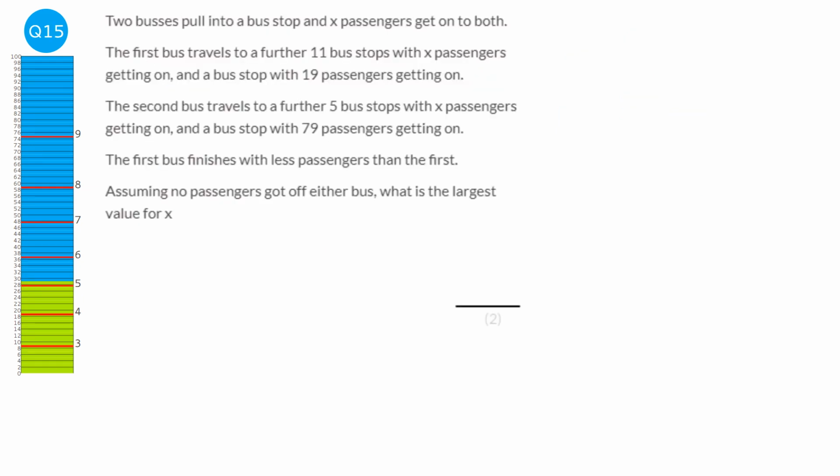So we're going to write an expression for the amount of people on the first bus. So they've started with X passengers and they've gone to 11 bus stops with X passengers. So altogether that is 12X. So for the first bus we've got 12X, and then on the last bus stop 19 passengers get on, so plus 19.